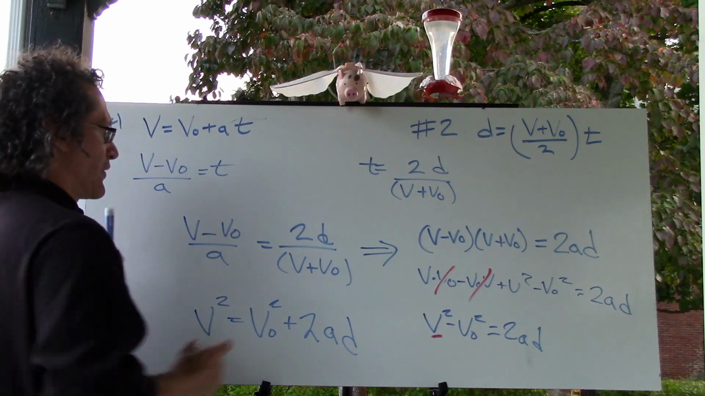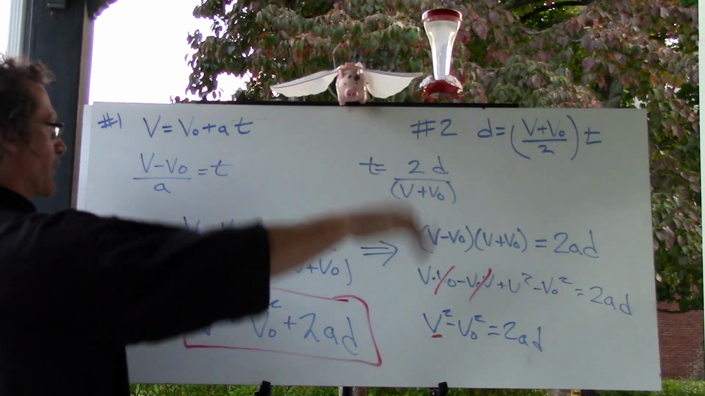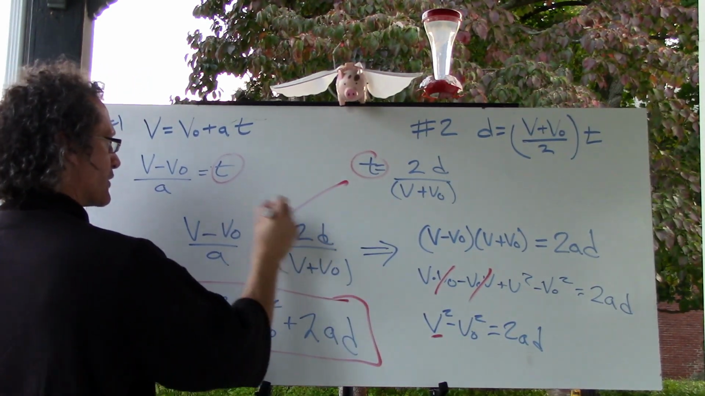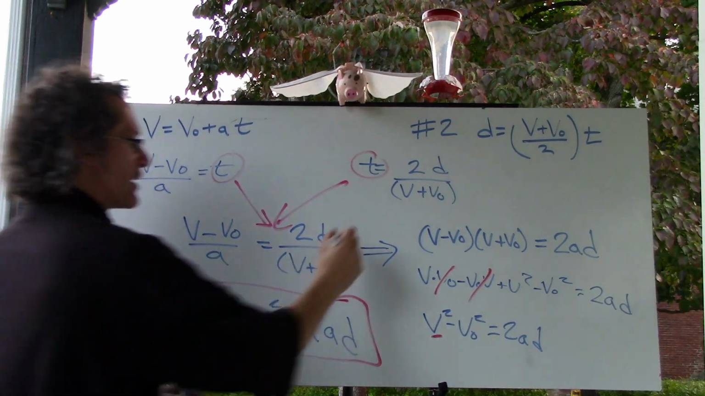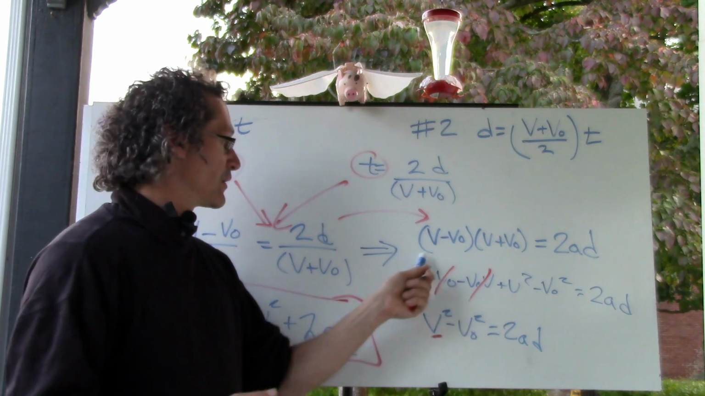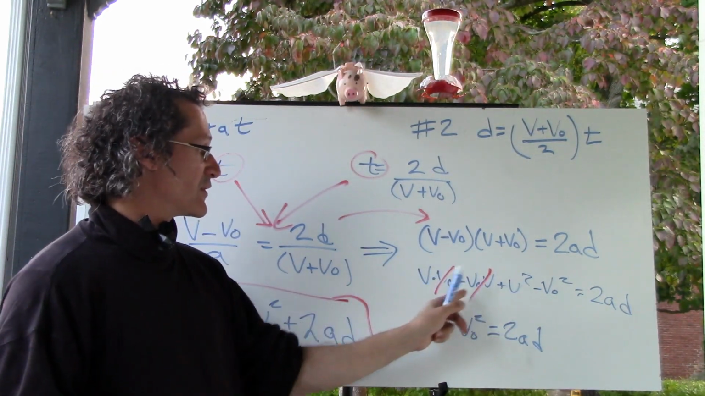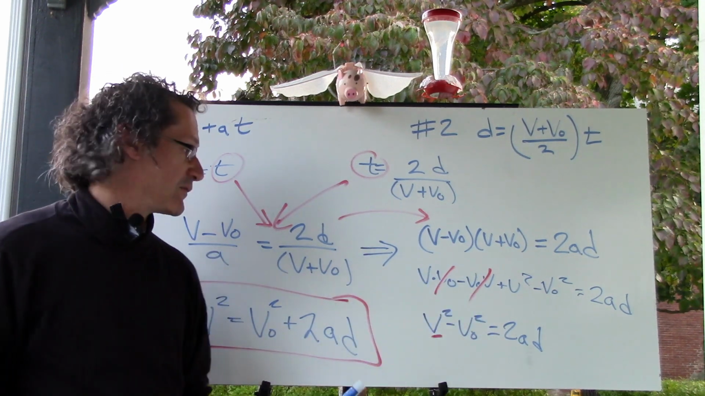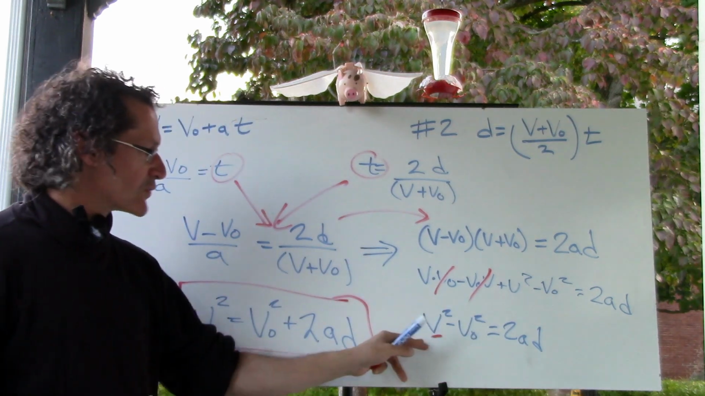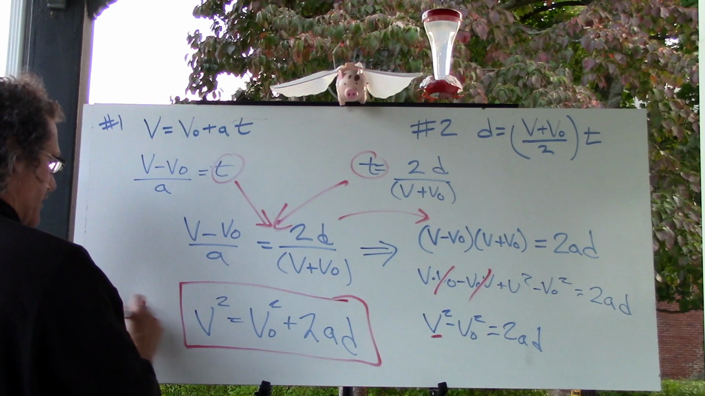Hallelujah, we got it. Just took some algebraic manipulation on this crazy board: solving for t first, then setting them equal to each other because the t's are equal, and distributing out, or foiling out, the variables in parentheses. Fortunately, these guys cancel. That's very convenient, leaving us with v squared minus v naught squared equals 2ad. Solve for v squared. We got equation number 4 in the books.